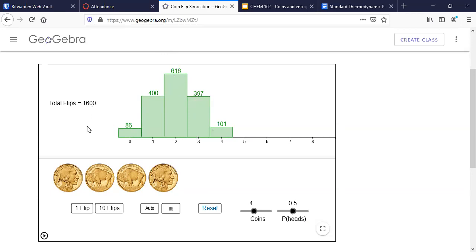I'd get even closer if I went to 16,000. Do you think I'm crazy enough to go to 16,000 in front of you? No, that would take too long. I'm not going to do that. But you certainly could. And as you gather more and more of these simulations, you find these probabilities fall more and more into place, and they're more and more true.